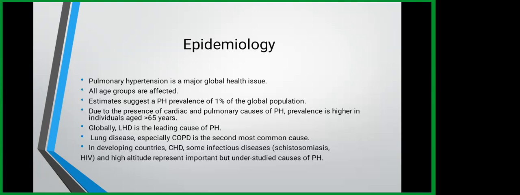Therefore, of course, pulmonary hypertension will be more common in older individuals. Okay, for group 3, lung disease, especially COPD. COPD is the most common cause of group 3. Important causes in resource poor settings include HIV, schistosomiasis. High altitude is also there for people who live in those areas.